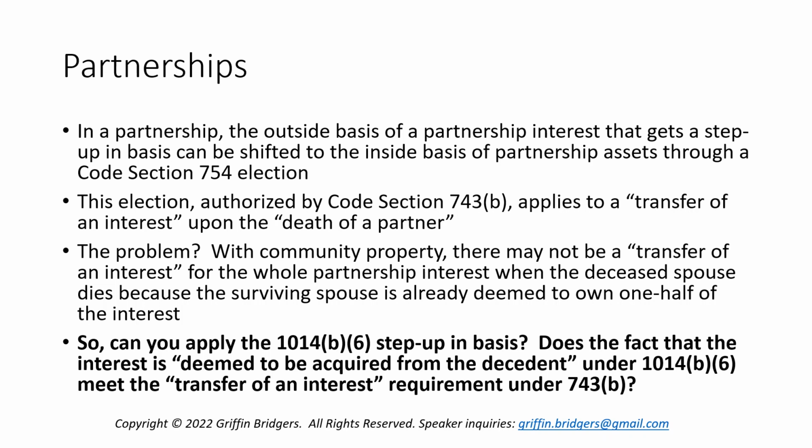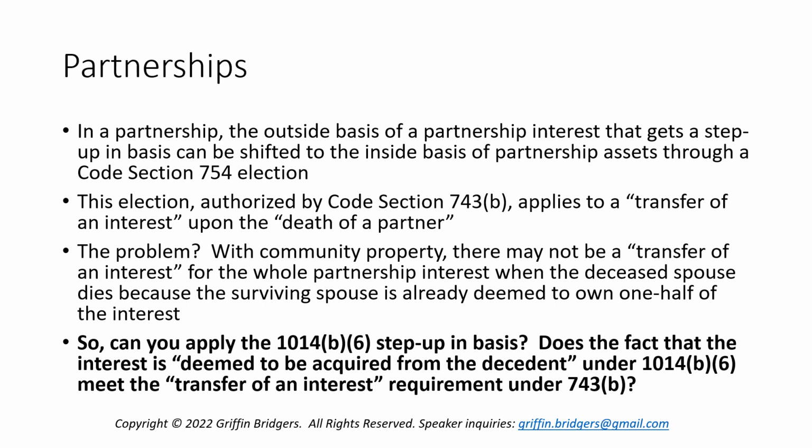With community property, there may not be a transfer of an interest for the whole partnership interest. Only one half that's owned by the deceased spouse gets that transfer of ownership. The other half is already deemed to be owned by the surviving spouse. So is there a transfer sufficient to meet this transfer of an interest requirement to qualify for a 754 election for both halves of the partnership interest that got a step up in basis in the prior slide?